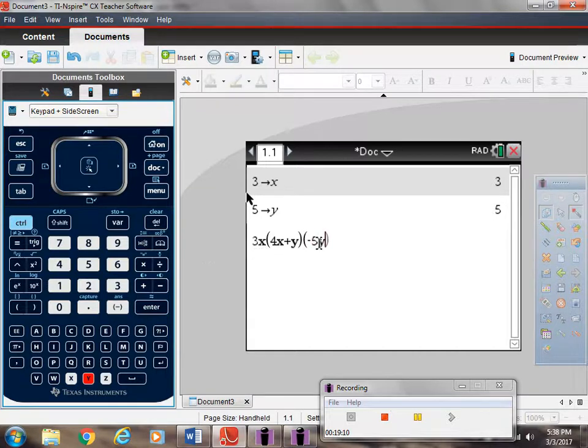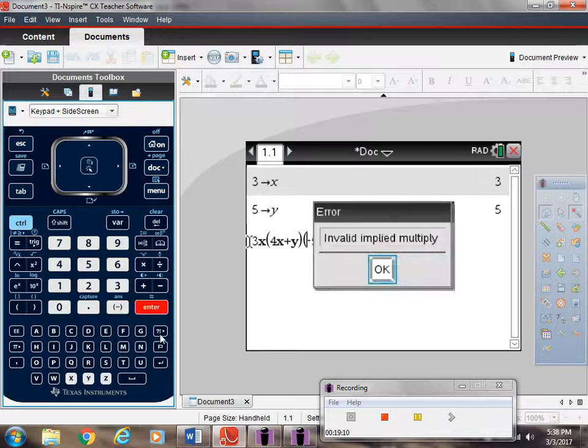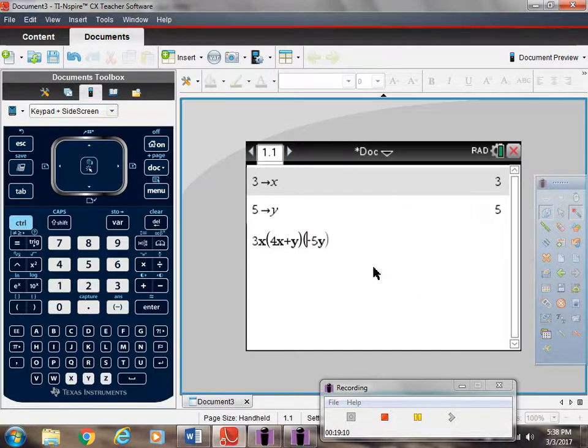So when I type the expression in here, it's going to plug in the 3 where the x's are, and the 5 here is going to do the math. Oops, it says invalid implied multiply. Oh, okay, when it says that, you might want to go back and put a multiplication sign right here.